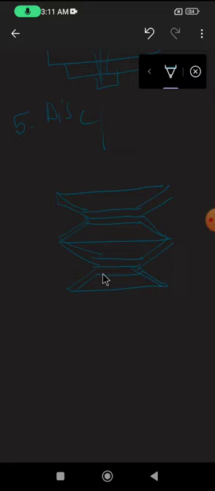This spring consists of a number of coned discs held together against slipping by a central bolt. So here you can see a central bolt or a tube. These springs are used in applications where high spring rates and compact spring units are required. The major stresses produced in disc or bellville spring are tensile and compressive stresses.